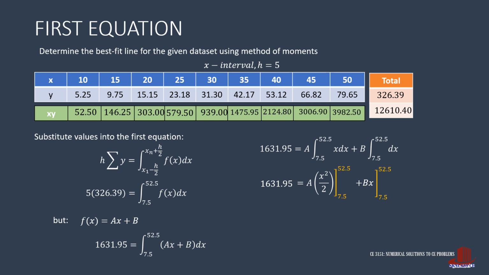Next is to take the definite integral and have the coefficients. So plug in the limits, making the moment 1631.95 as equal to a times half of the difference of the squares of 52.5 and 7.5. Add the second term having b times 52.5 minus 7.5. Simplify each term to have the first equation of 1631.95 as equated to 1350a plus 45b.